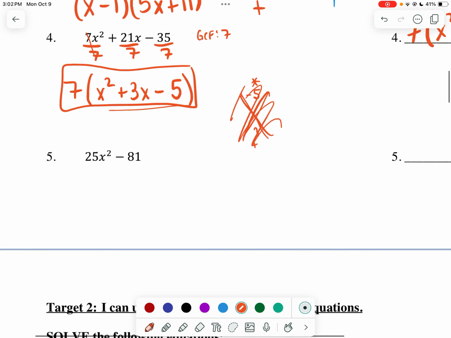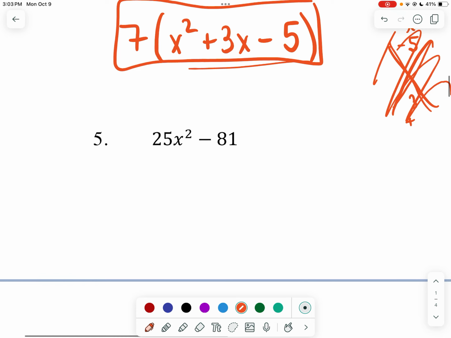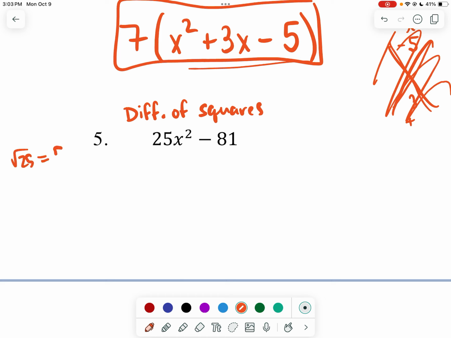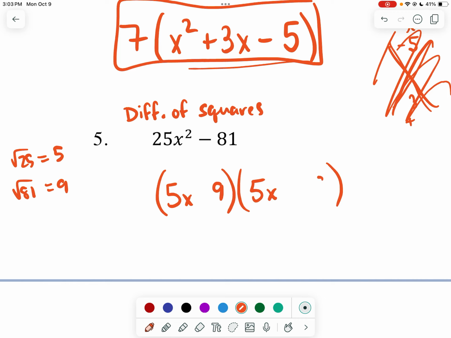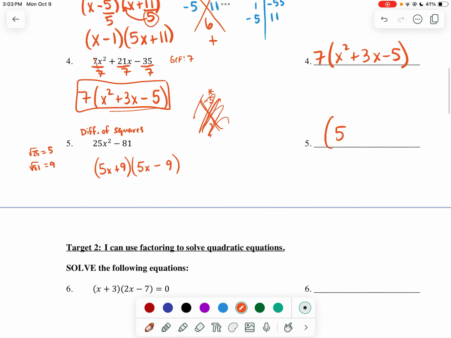Okay, and then number 5, this one is that little shortcut one. If there's 2 terms and a minus sign, then you look to see if you can do the difference of squares. So I can take the square root of 25, that's 5, and I can also take the square root of 81, that's 9. That means I can go right to my answers and say 5x and 5x, 9 and 9. One of them's positive, one of them's negative, and that's it. So it's only if you can square root both of those.